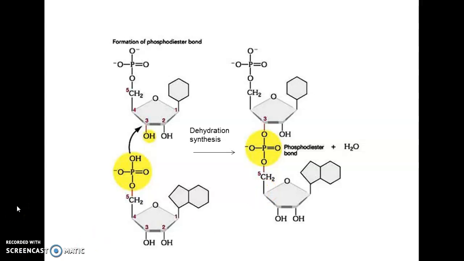Hopefully this has been a great reminder of all the key characteristics and functions of each of the 4 major organic molecules: carbs, lipids, proteins, and nucleic acids.